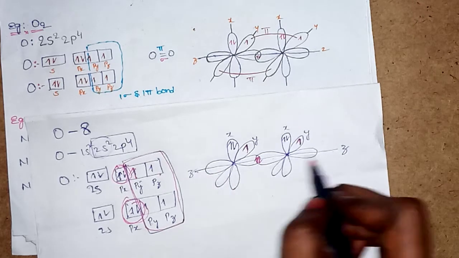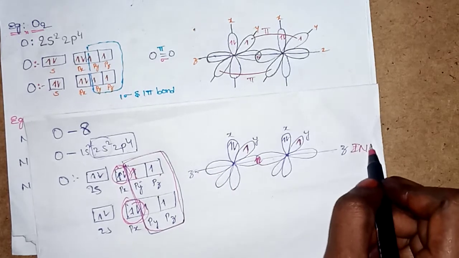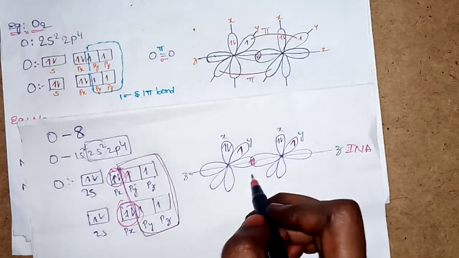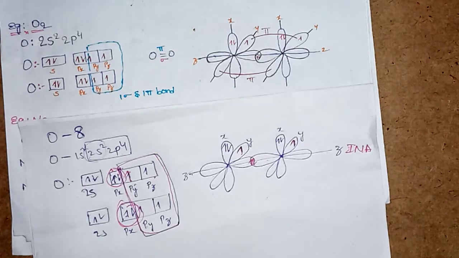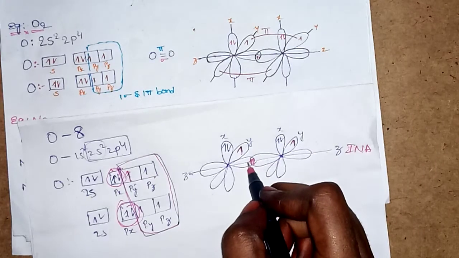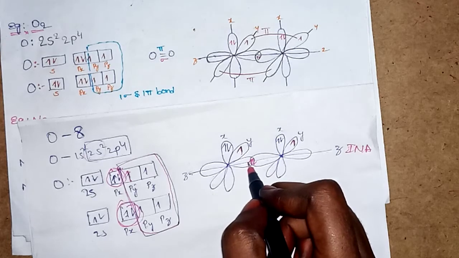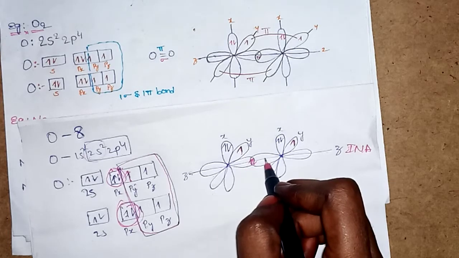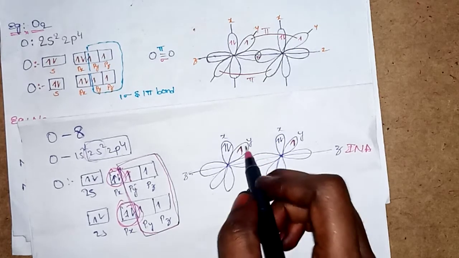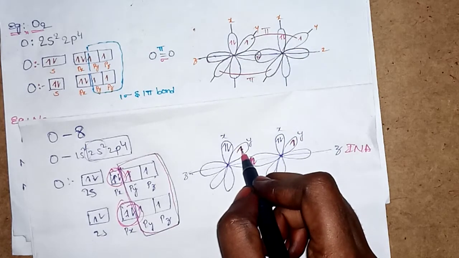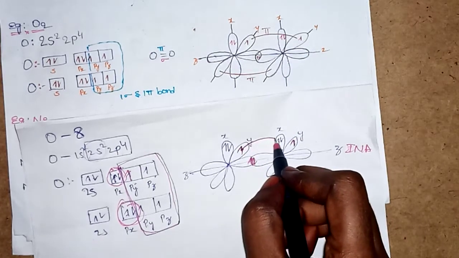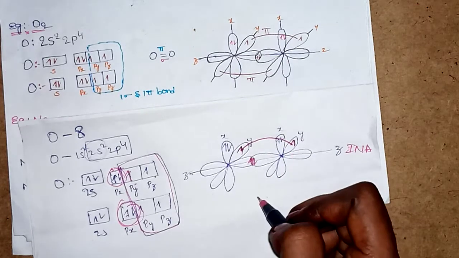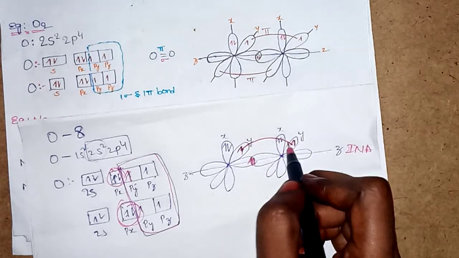See, this is the internuclear axis, na? This is the INA. Okay, so only one bond. If this p orbital electron shares with this electron, one bond will form. And here also only one electron should share with this electron. This is a sidewise overlapping.